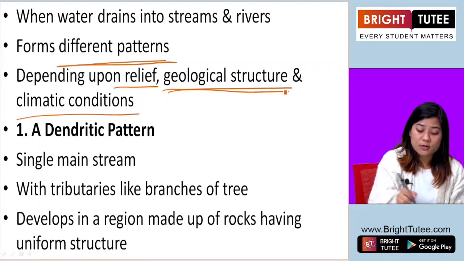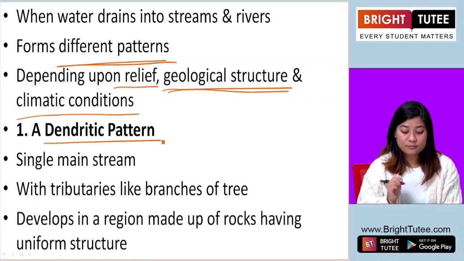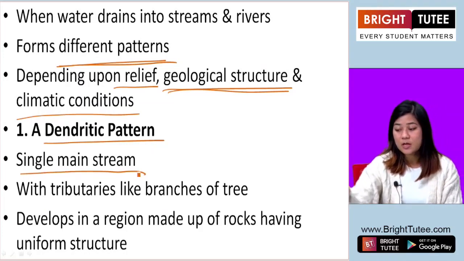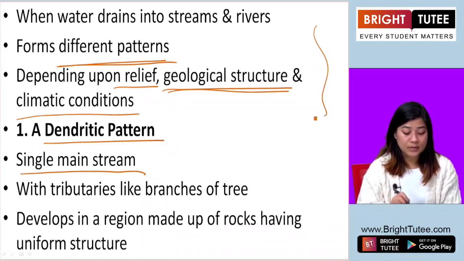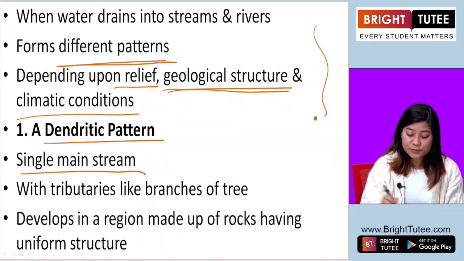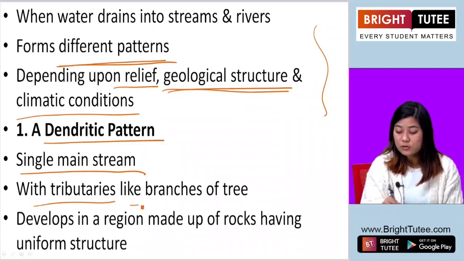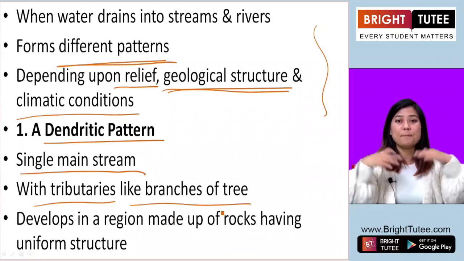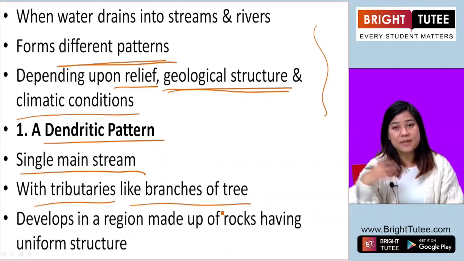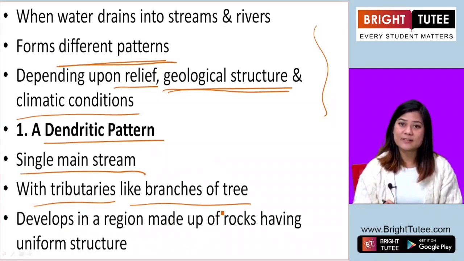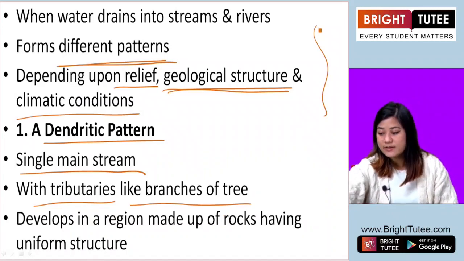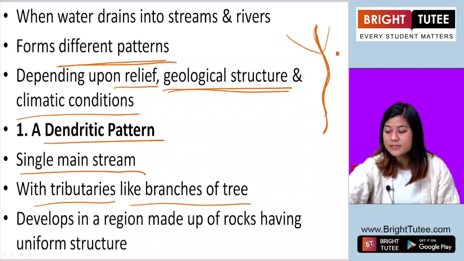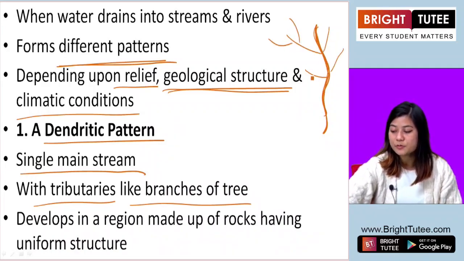The first one is called the dendritic pattern. This dendritic pattern is formed with a single main stream. This main stream has many tributaries, which look like branches of a tree. So we see the tree, right? There's a main trunk and it has multiple branches. This dendritic pattern also looks like that. So there is a main river, and it has multiple tributaries and sub-tributaries.